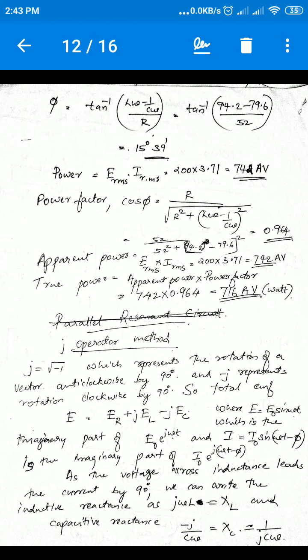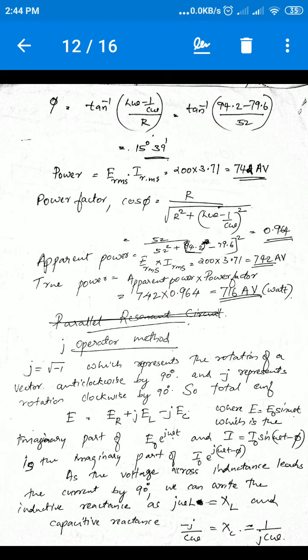So we all know that the total EMF is the EMF on the resistance R, on the inductance L, and then on the capacitor C, isn't it? So let the voltage across the resistance be ER, the voltage across the inductance be EL, and the voltage across the capacitor be EC. Now we know that all these voltages are not in phase. They are in different directions with respect to the applied voltage.